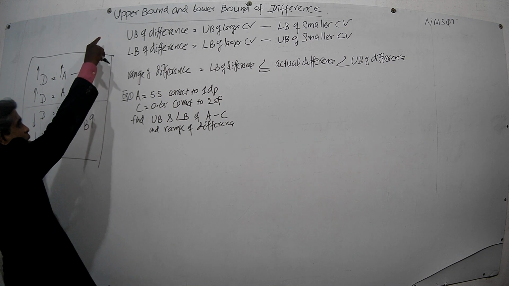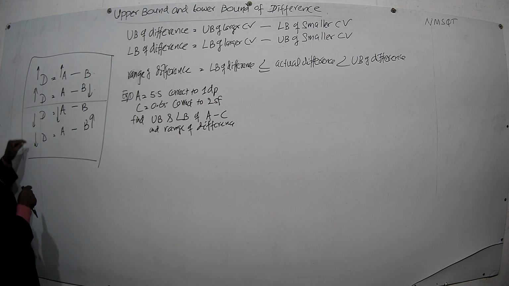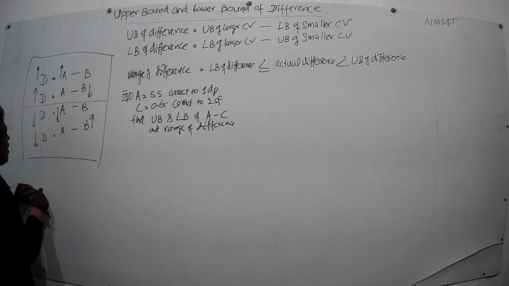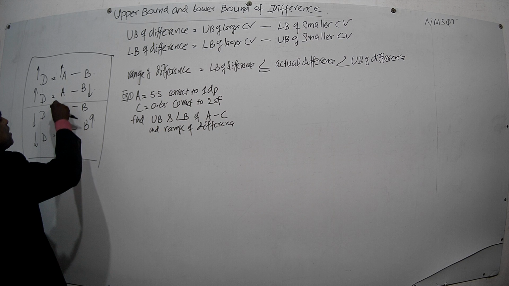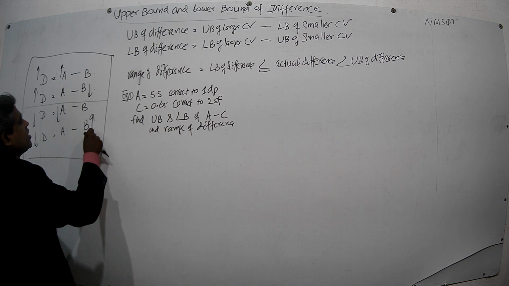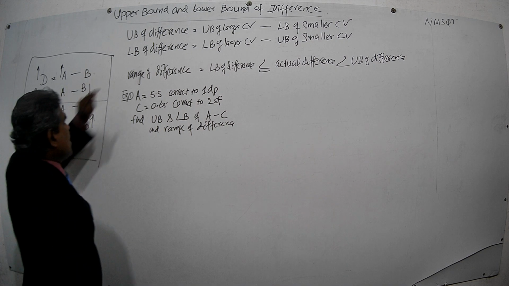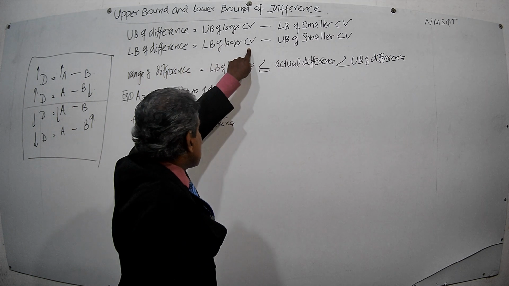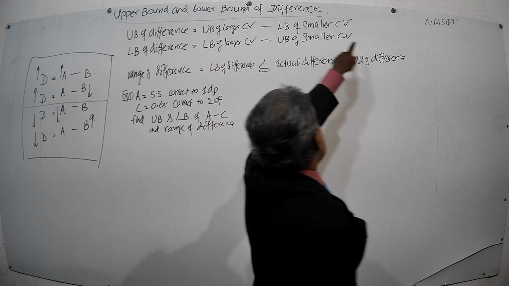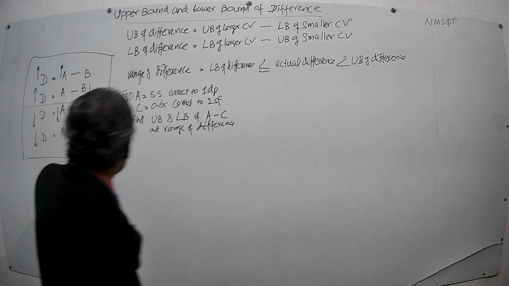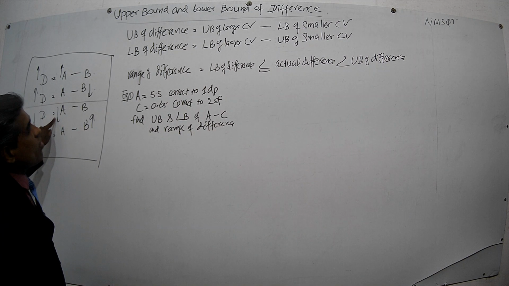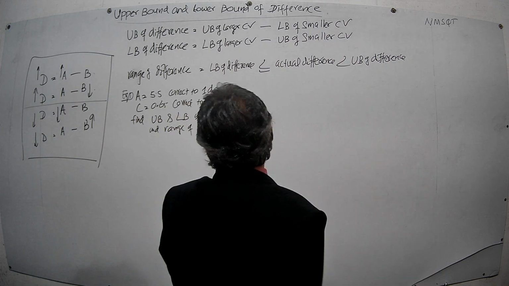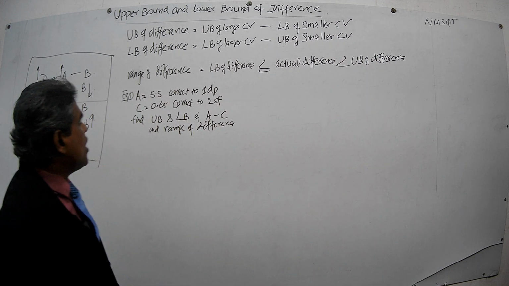Go to the upper bound and give a decreasing effect of this one. Then for D to get the minimum value, otherwise the lower bound, this must decrease and this must increase. That's why I have written here: lower bound of difference equals lower bound of larger corrected value minus upper bound of smaller corrected value. Upper bound of this, lower bound of this. Right, okay. They are the two formulas for finding the upper bound and lower bound of difference.